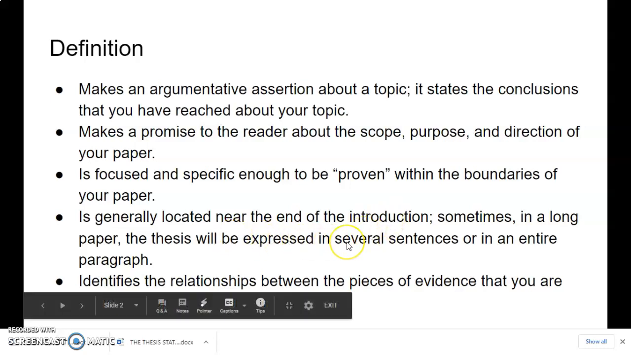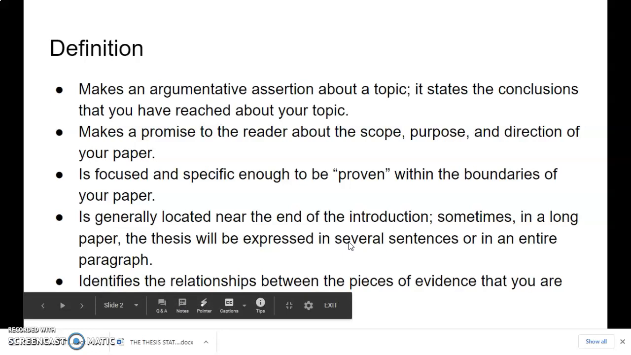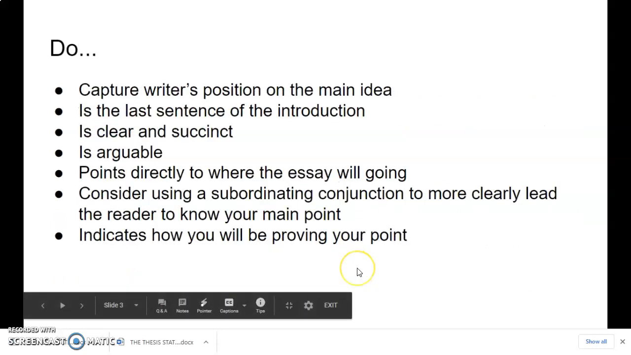Sometimes it'll be expressed in several sentences. Typically not. At least in the papers that I'm going to expect from you, it's going to be precise in 1 sentence. You can lead up to it with background information, but that's background information, and that information is in your introduction. So you do capture the writer's position. So yeah, it's the last sentence.